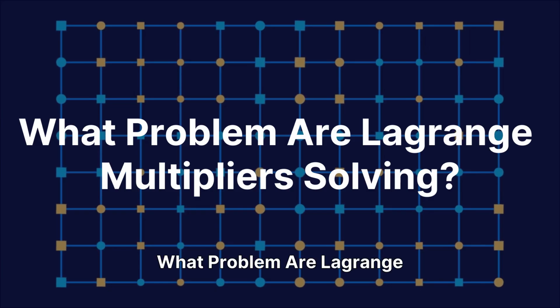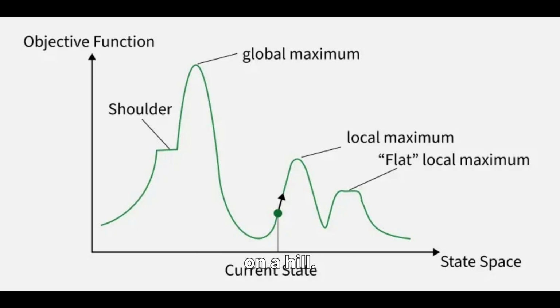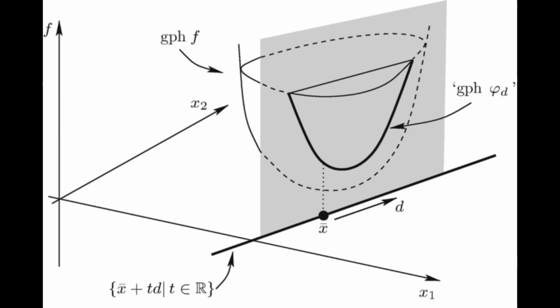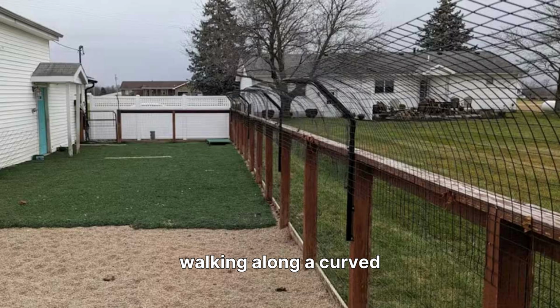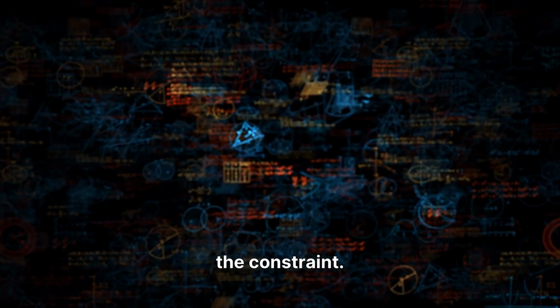What problem are Lagrange multipliers solving? Imagine you're trying to find the highest point on a hill. Easy. Just keep climbing until the slope flattens. That's unconstrained optimization. But now imagine you're walking along a curved fence, and your goal is to find the highest point without leaving the fence. You can't roam freely anymore. You must stay on the constraint.